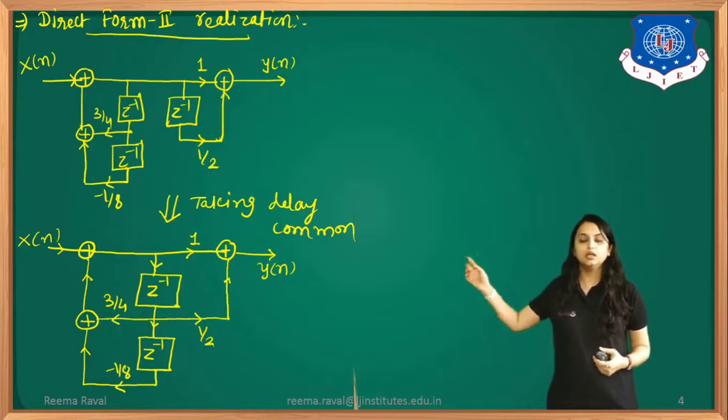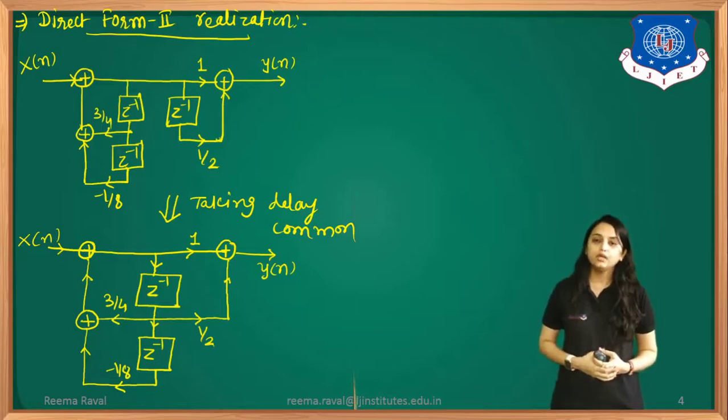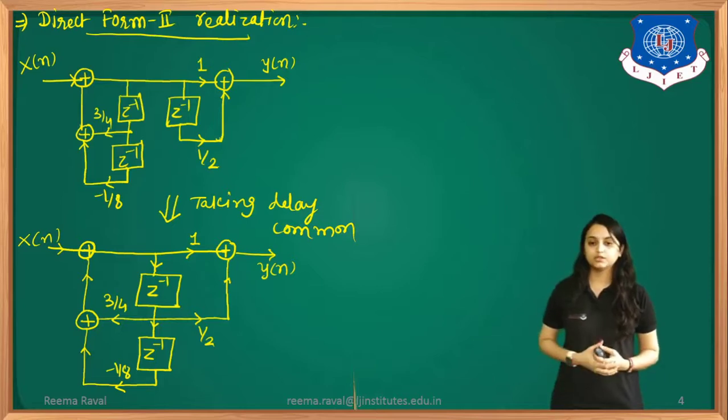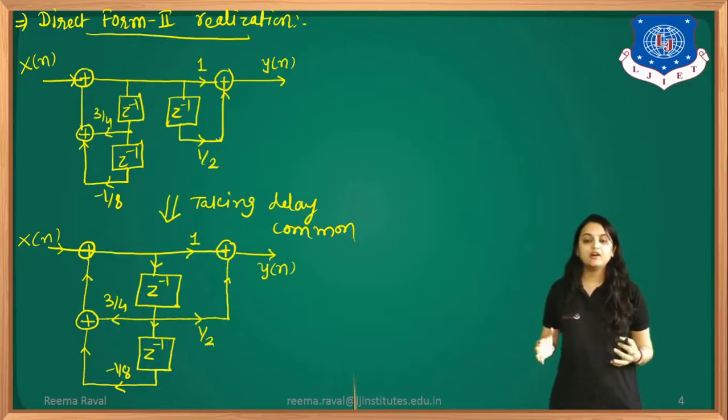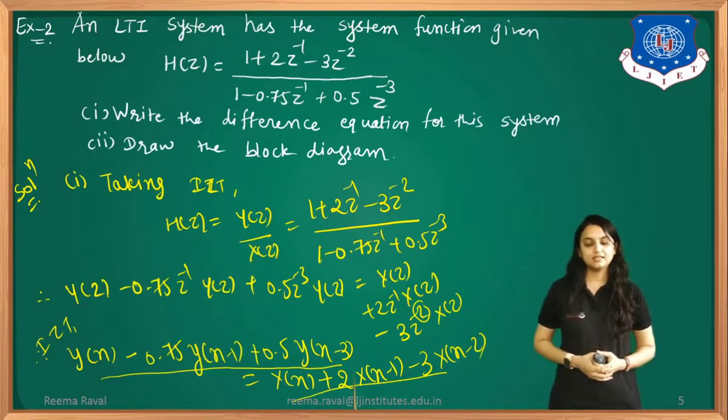So taking the delay common, instead of 3 delay elements, that is 3 Z inverse blocks, only 2 blocks can be used to realize the system output function. If you look at this block diagram, here we have combined the Z inverse elements from the previous one, and after taking the delay common, at the output side, we are getting the output function. So this is called the direct form 2 realization. Okay? Now let us consider the next example.